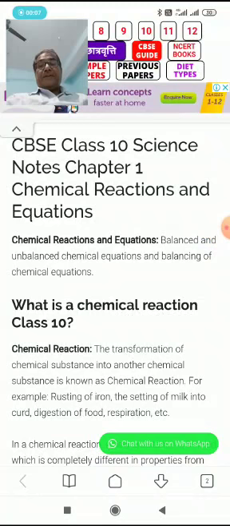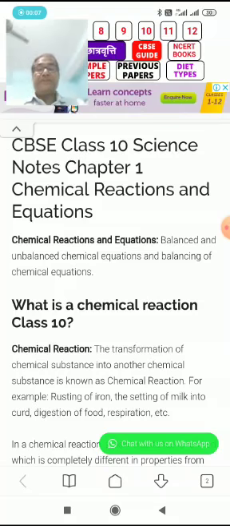In class 10 science chemistry, the first chapter is chemical reactions and equations. First we have to know what a chemical reaction is. A chemical reaction is a process in which some substances combine chemically to form some other substances.